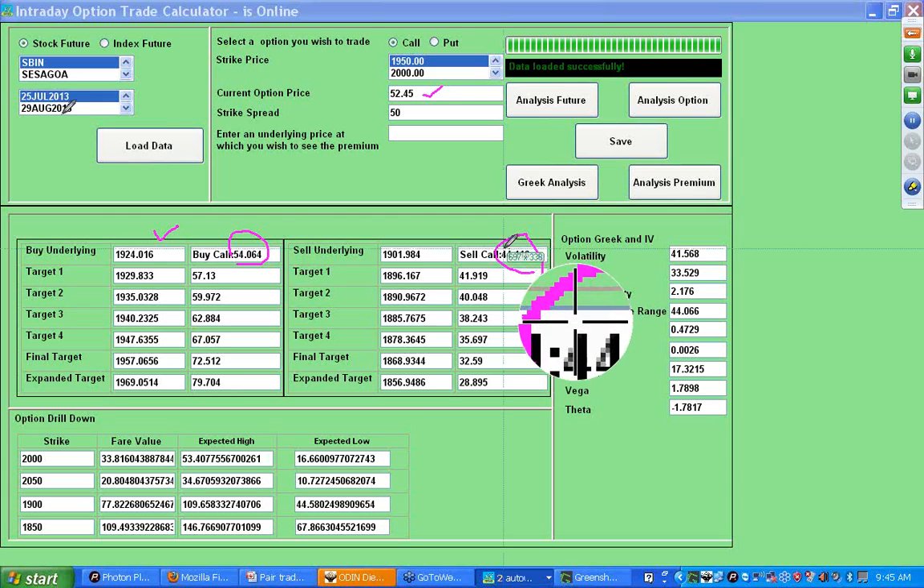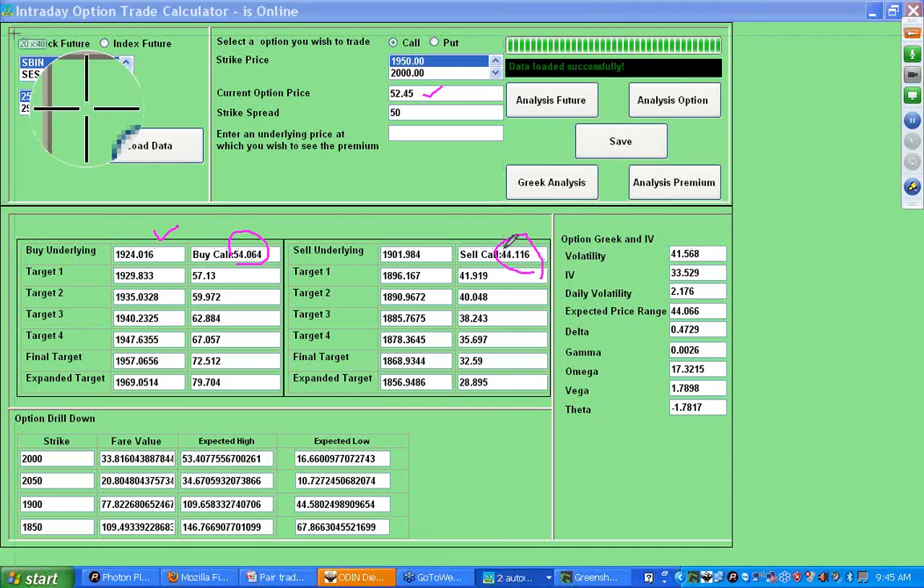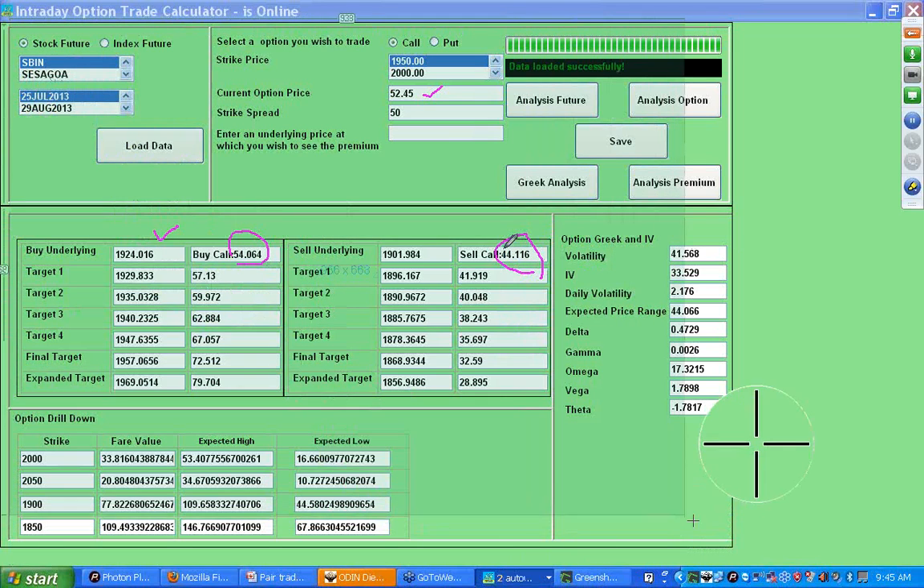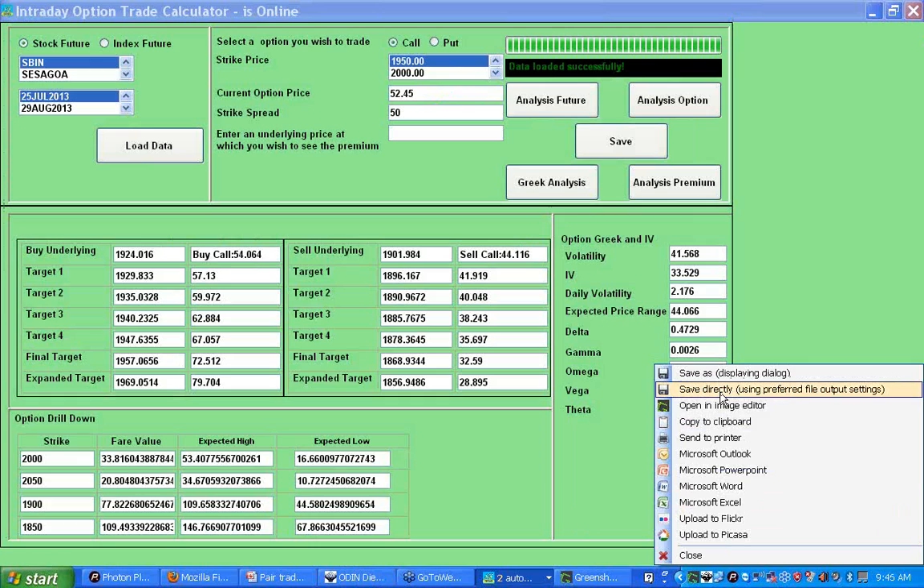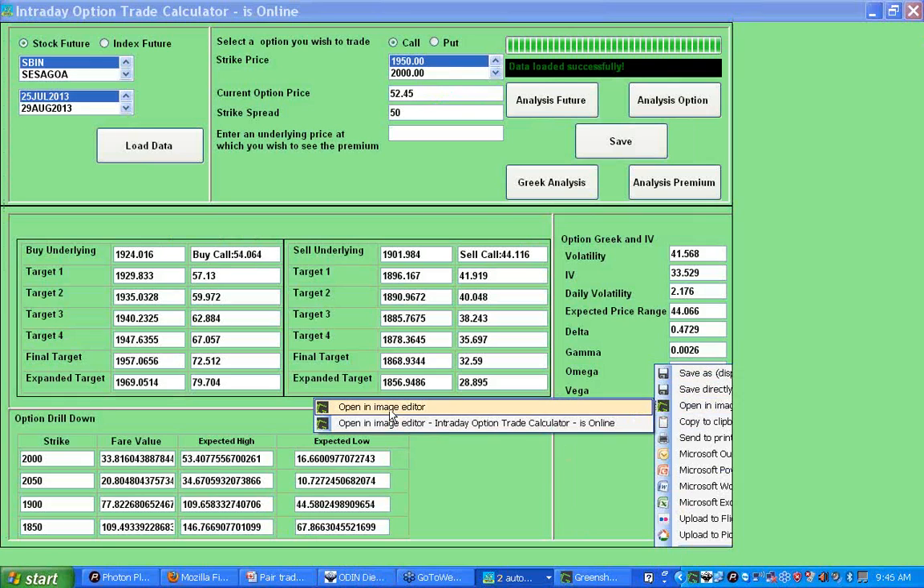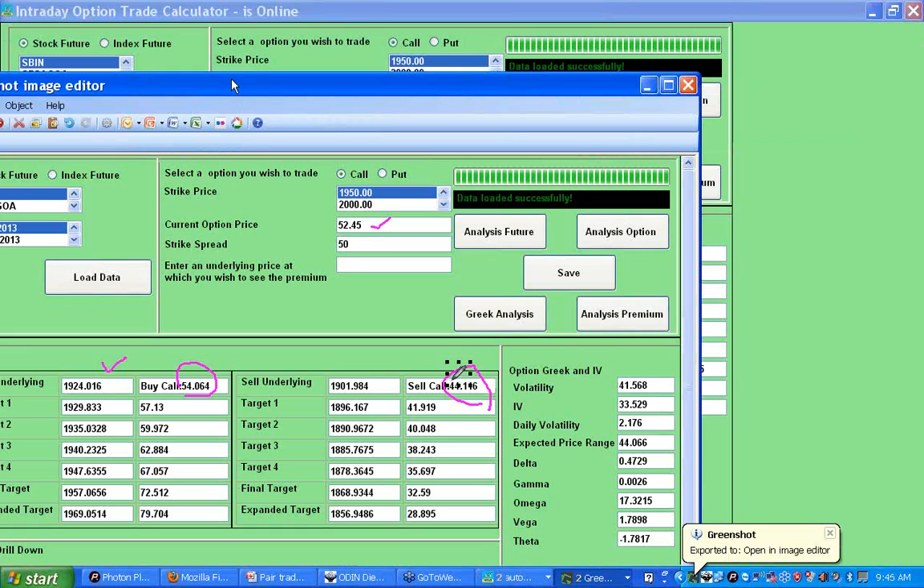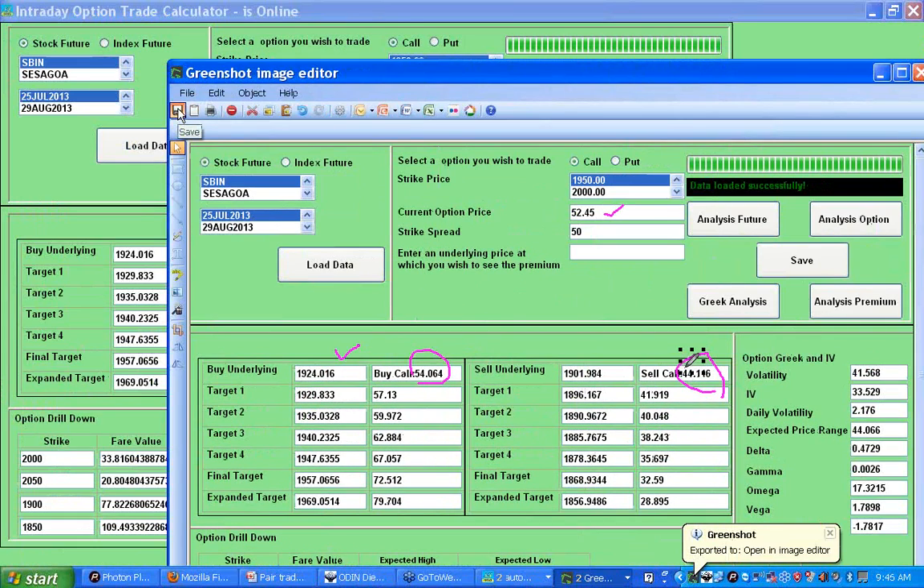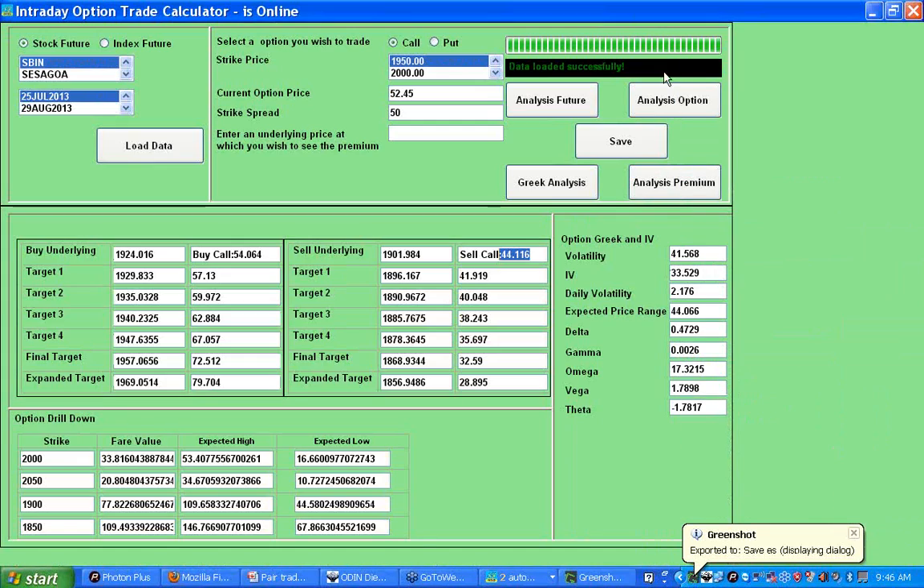So this experiment also I am saving here. This option also I am saving. This experiment also I am saving here, and this analysis also I am saving here.